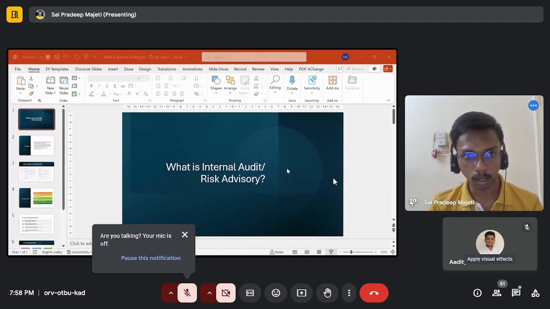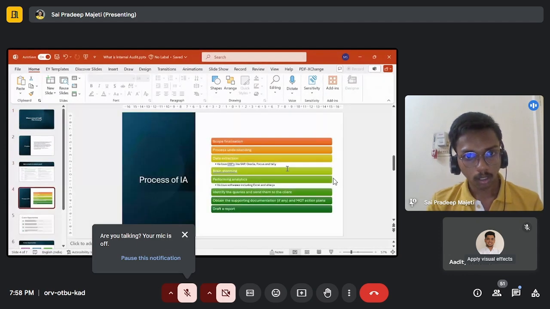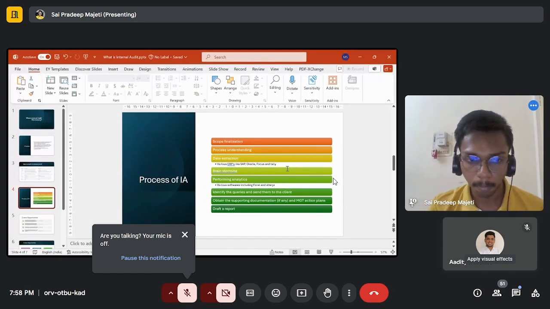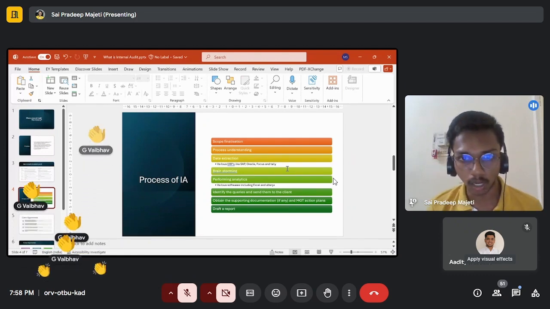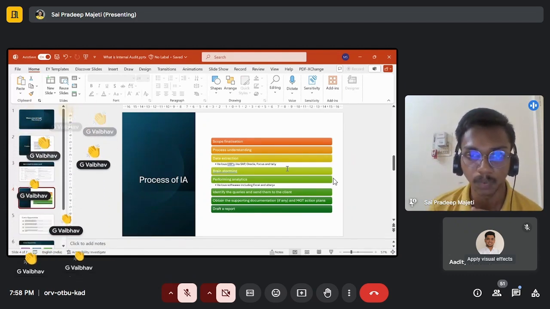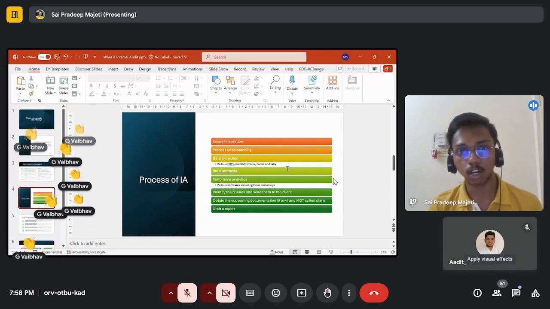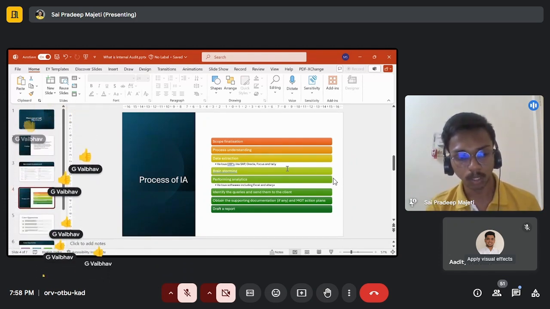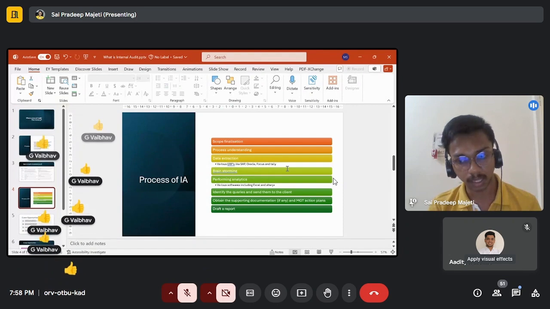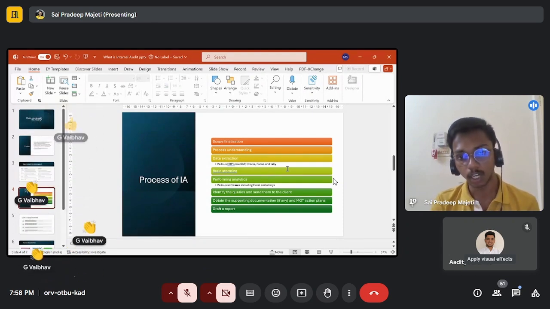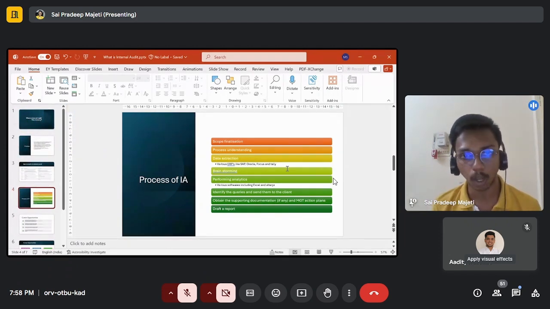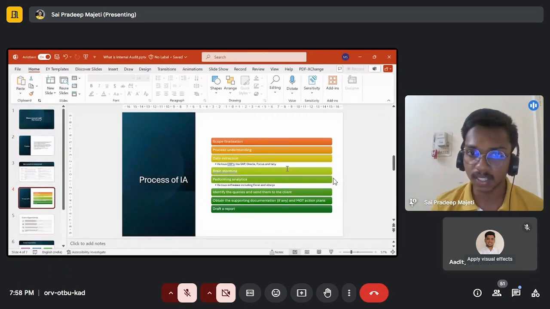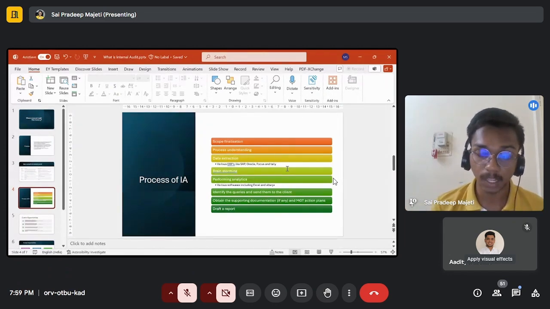So, the process of internal audit contains these broad steps. First is scope finalization. As I have said, in internal audit we cover various processes. If we are reviewing a particular process, we finalize the scope initially, like what areas in that process we will be covering. So the first step is scope finalization, and the second step is process understanding.